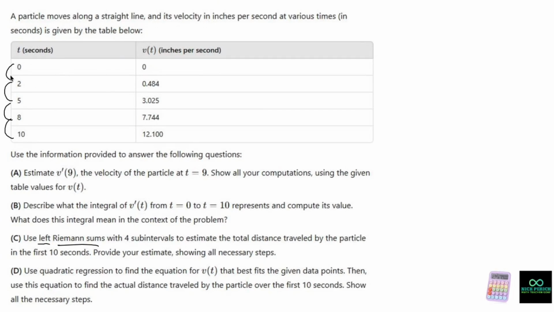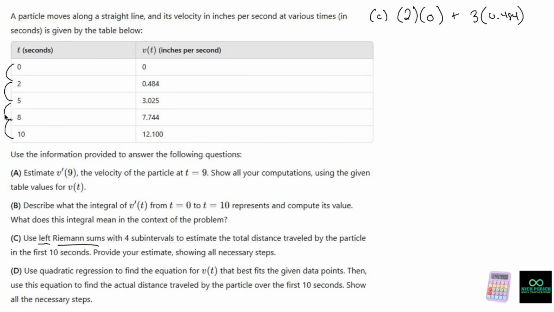So this interval is 2 minus 0, so we're doing problem C here. 2 minus 0, which is 2 units in length, and we're going to multiply the left side of it, which is going to be 0, plus the second interval is 5 minus 2, which is 3 units in length, and we're going to multiply the left side of it, which is 0.484. So we will want our calculator for this.